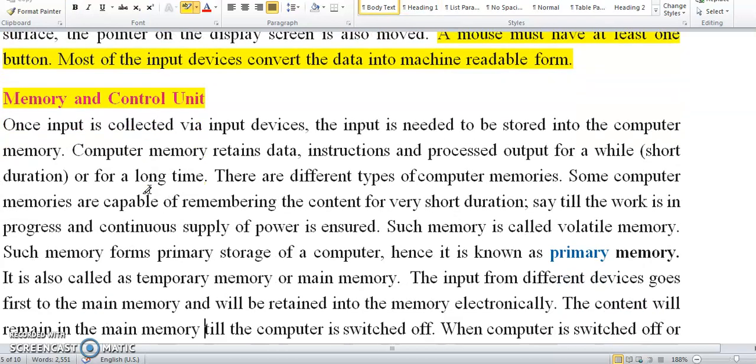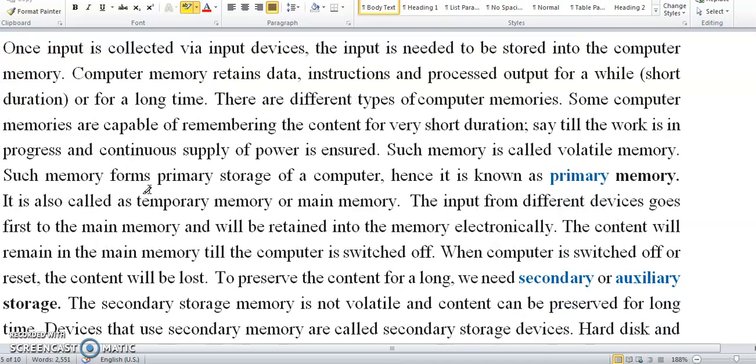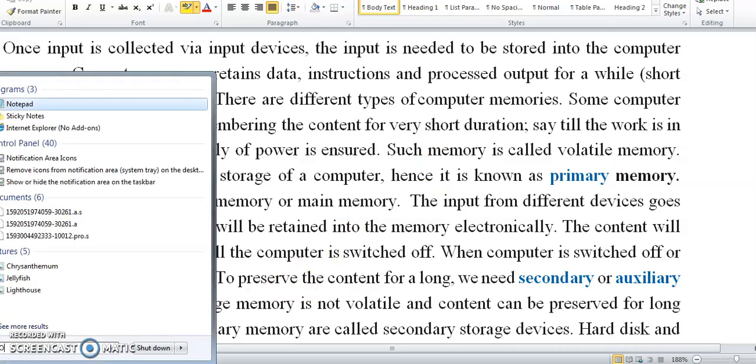There are two types of memory. Some computer memories are capable of this. When you are working with a computer, sometimes the power will go. When we lose our data after the power goes, suppose I write anything here.